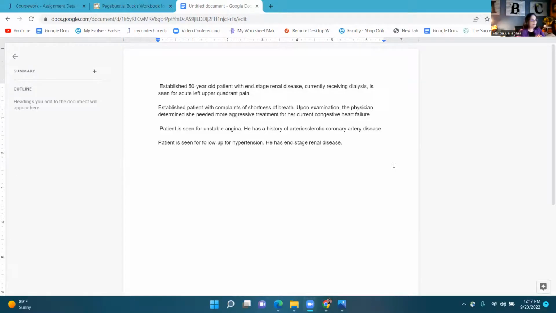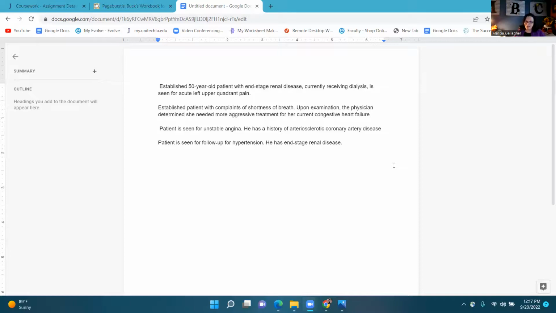So number three, patient is seen for unstable angina. He has a history of, I'm not going to even try to say that word. I'm going to mess it up. I can feel it. But coronary artery disease. So what is the patient being seen for? Unstable angina. So that's your first listed.